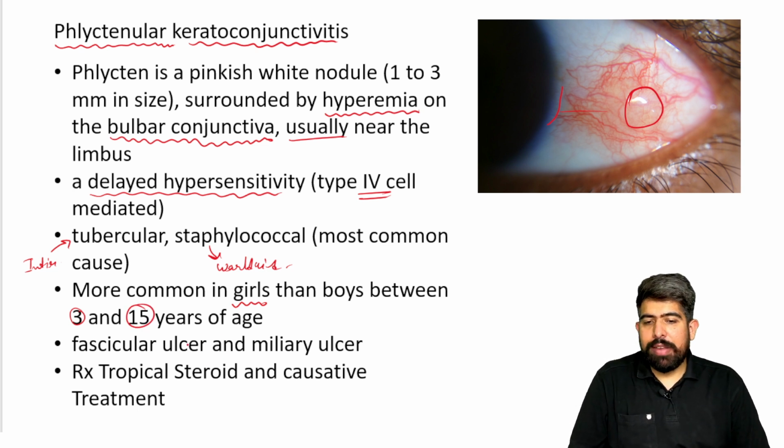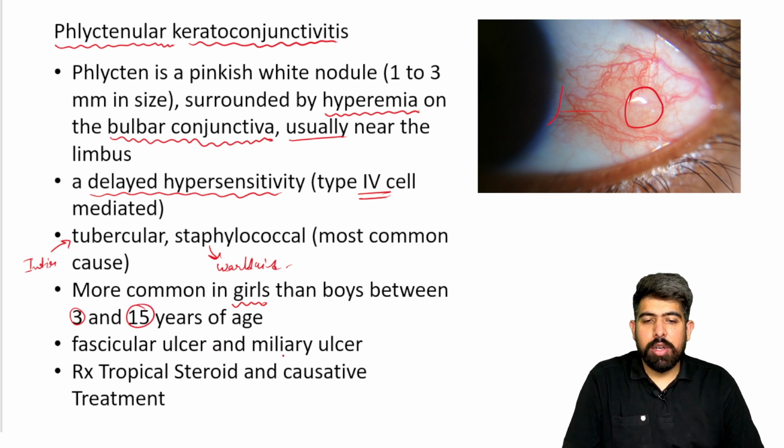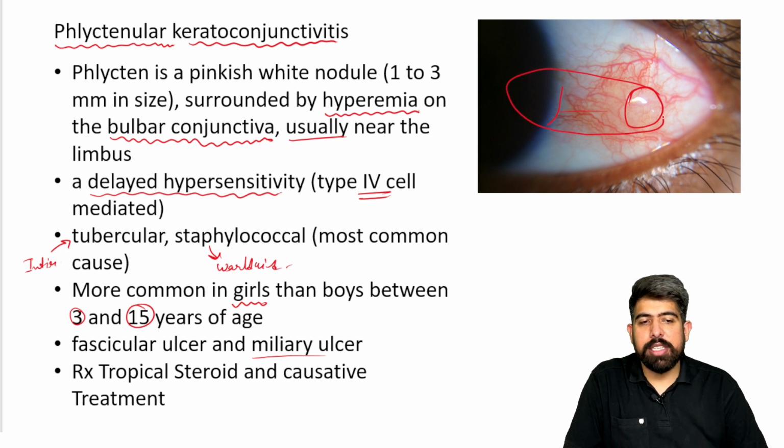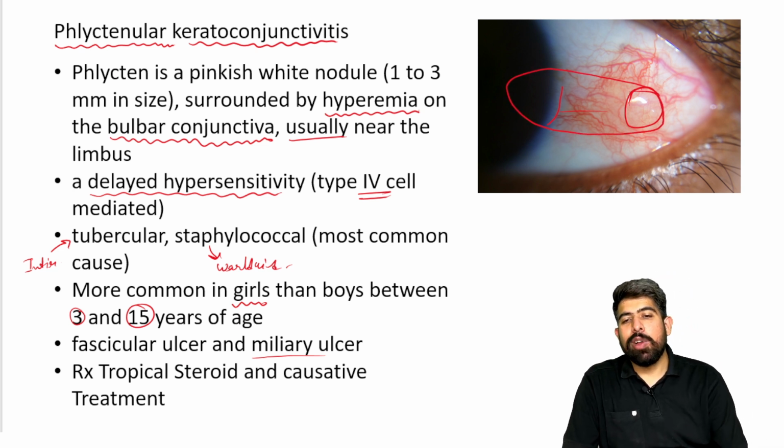And this also has an important entity, known as the fascicular ulcer or the miliary ulcer. What is happening is that this phlycten grows, and after growing, it is going to involve the corneal part also.